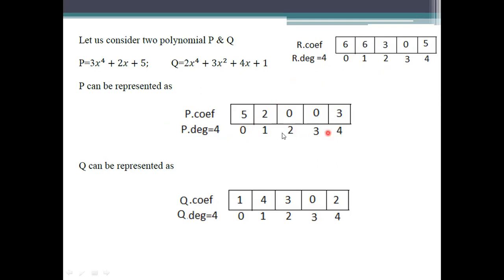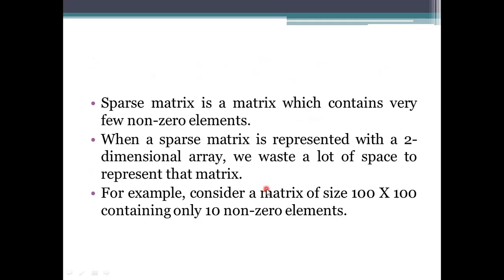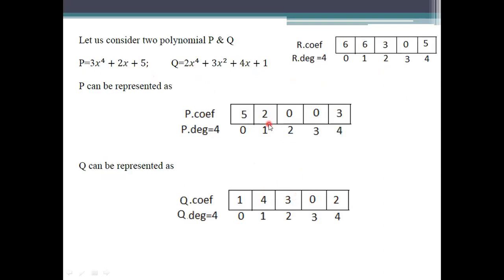0, 1, 2, 3, 4. The 0th value is 5. The 1st value is 2. 2 and 3 are not there, so substitute 0 and 0. The 4th value is there, meaning the coefficient of degree 4 is 3. Substitute this into the array. And Q has been represented as 1, 0, 1, 2, 4. So 3 is not there, represented as null. Then 1, 4, and then next 3, and then next 2 representation has been taken here.